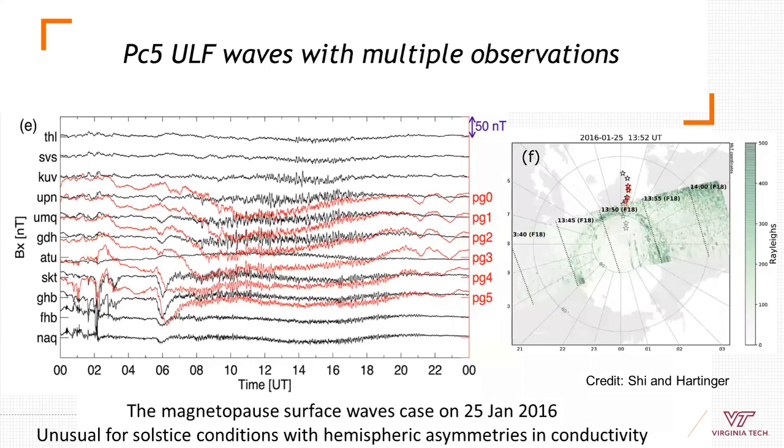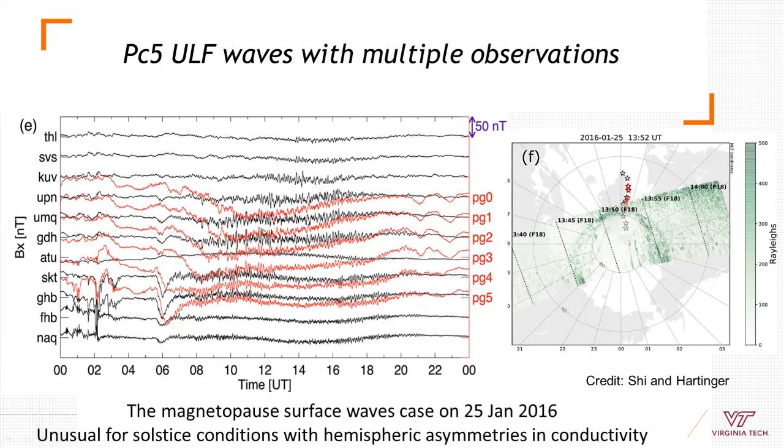And here's a showcase of the Pc5 wave we found during a case on the 25th of January 2016. This is a very rare case because this is solstice condition. One side of the atmosphere is in winter, the other is in summer. So there is an asymmetric condition of ionospheric conductivity.